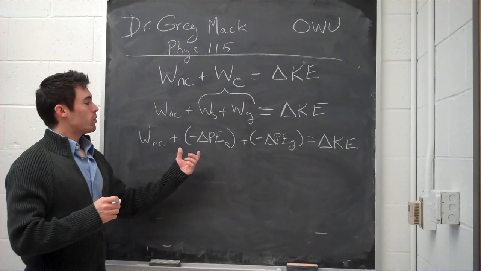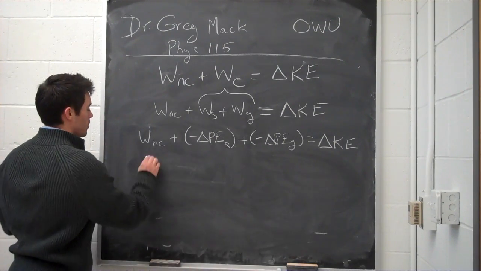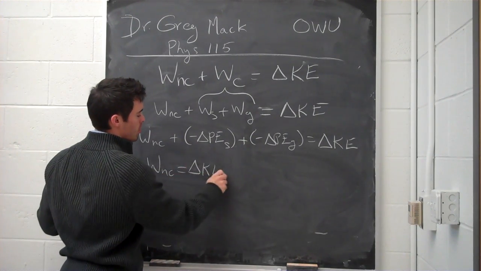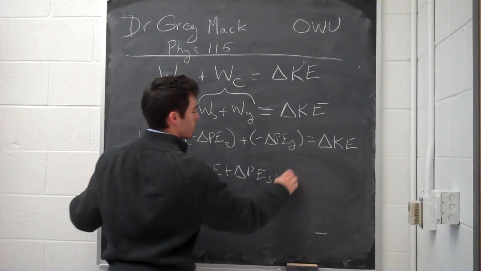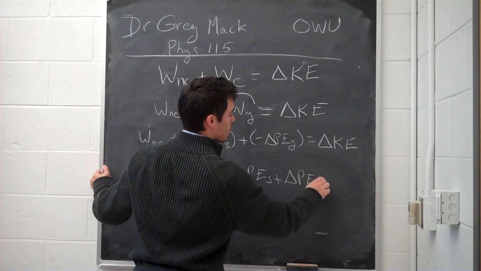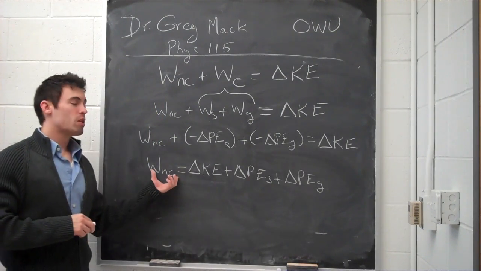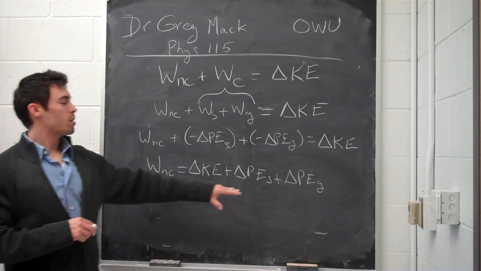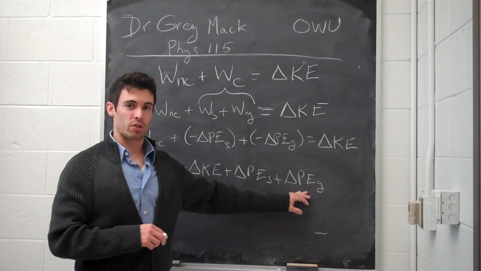So I want to put that over there, just like I did before. W_NC is equal to delta KE plus delta PE spring plus delta PE gravity. So now we have any work done by non-conservative forces is equal to the change in kinetic energy plus the change in spring potential energy plus the change in gravitational potential energy.